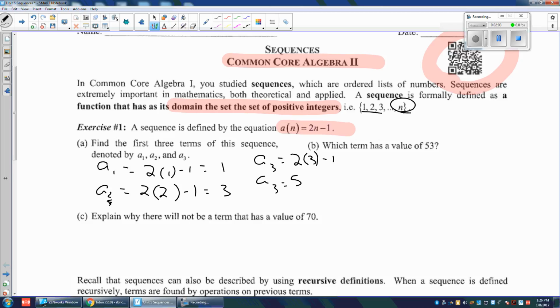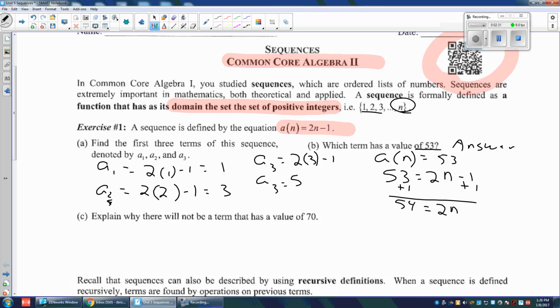Which term has a value of 53? The value means, what's the answer? The answer is going to be 53. So instead of writing a sub n, or a of n, sorry, a of n is 53. So I'm going to put 53 is the same as 2n minus 1. So we add 1 to both sides. 54 is 2n, divide by 2, and we get 27 equals n.